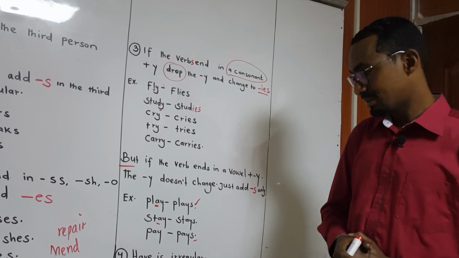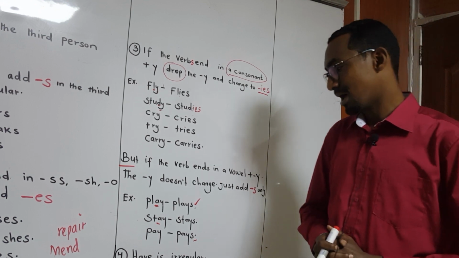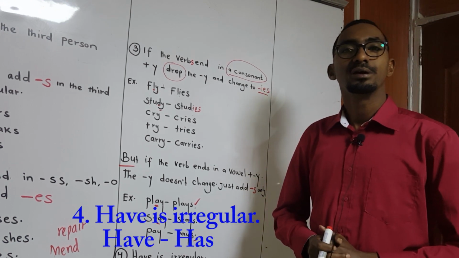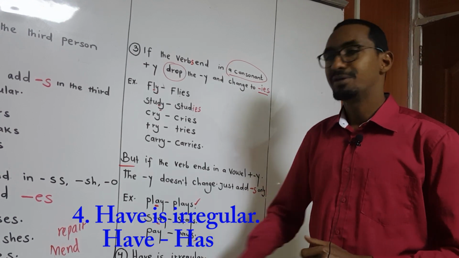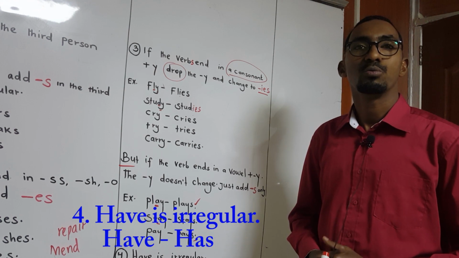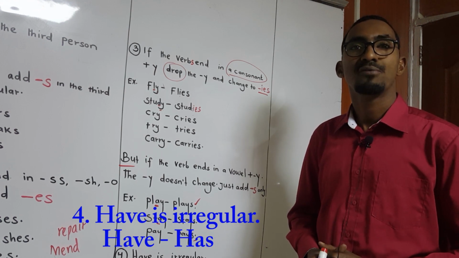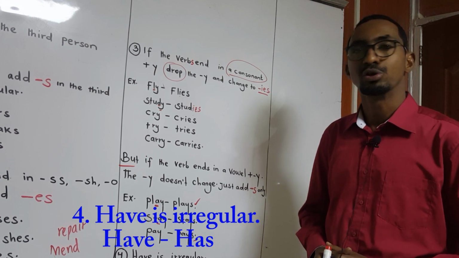Now, our last and final one is have. Have is an irregular verb. When we are using different pronouns like I, we, you, they, we use have, and then he, she, it, we use has.